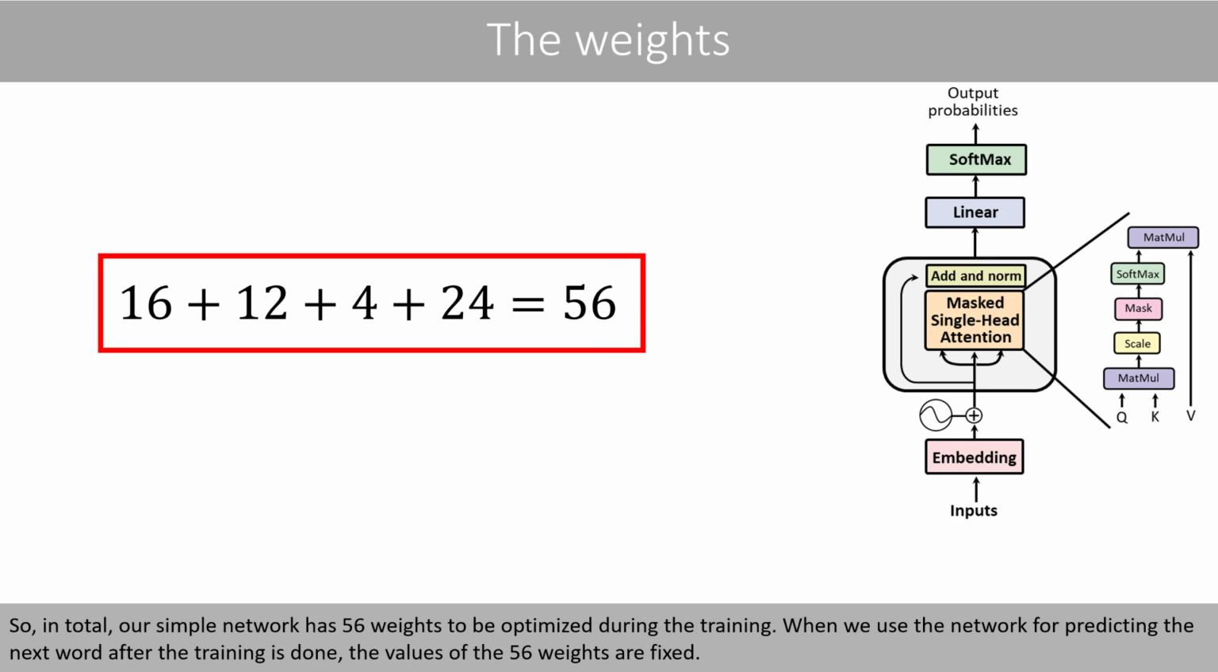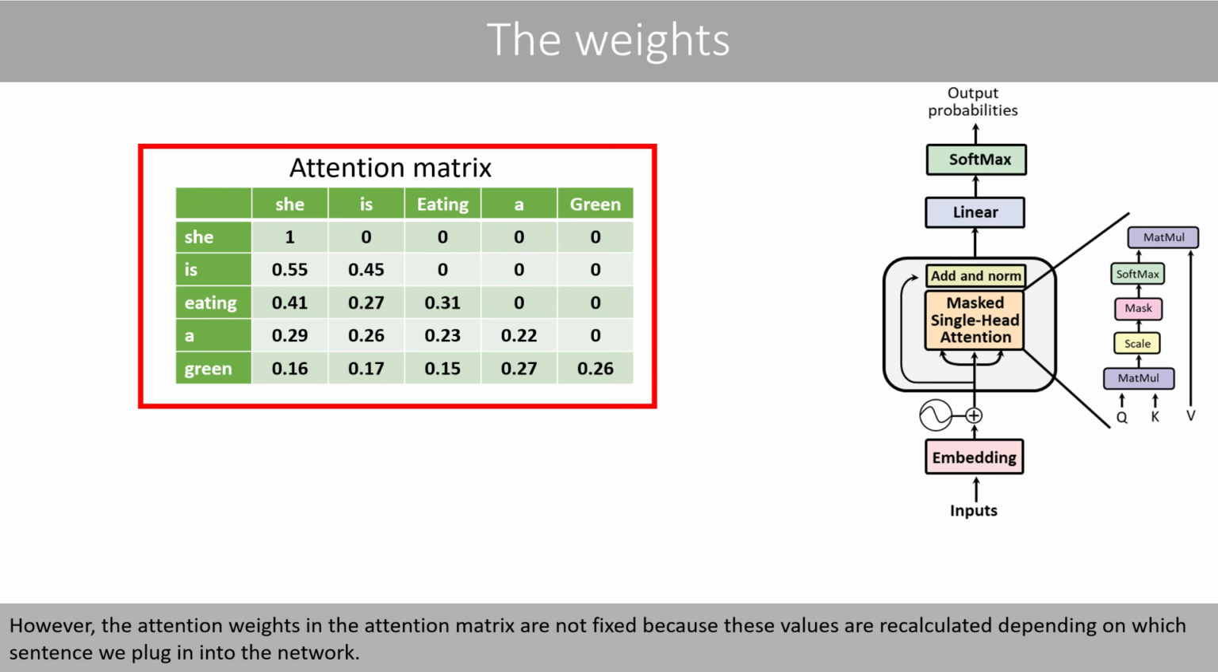When we use the network for predicting the next word after the training is done, the values of the 56 weights are fixed. However, the attention weights in the attention matrix are not fixed, because these values are recalculated depending on which sentence we plug in into the network.